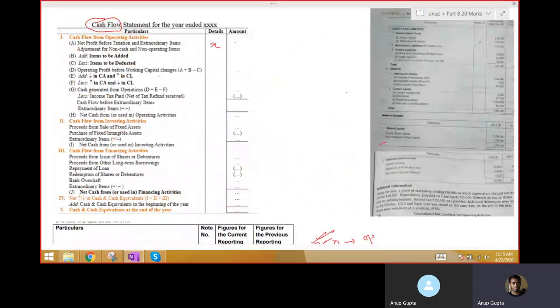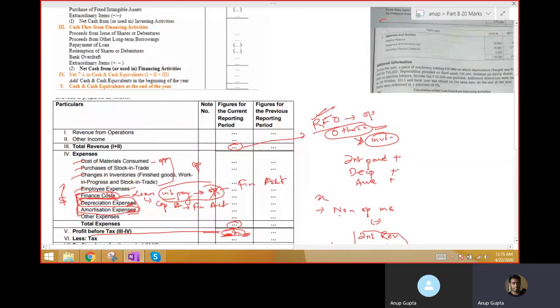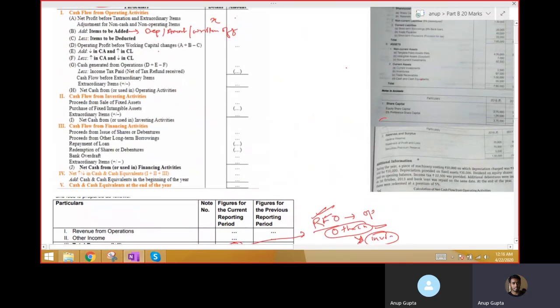So now going back to non-cash and non-operating activity, what will be the items to be added? Items to be added will be depreciation, amortization, anything written off, also interest paid, and also loss on sale of fixed asset. You can copy this. Items to be added: depreciation, amortization, written off, interest paid, and loss on sale of fixed asset.